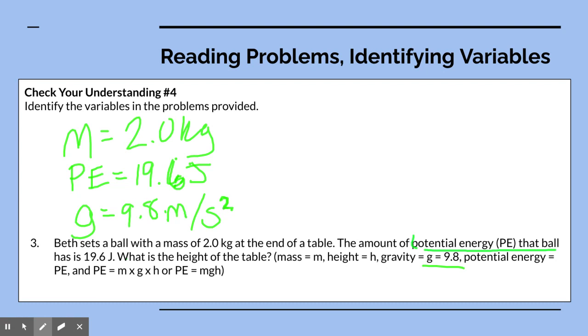So we've got that. And what else do we have? Or what do we know that we don't have? Well, what we're solving for here, we don't know what H is. We're trying to solve for the height. Okay. What is our height?